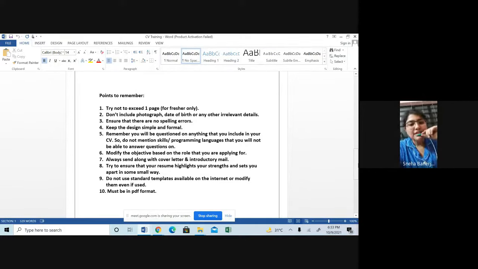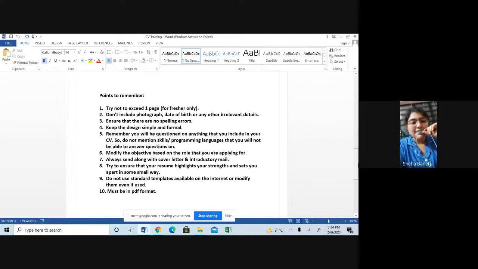And last is keep it in PDF format, unless the recruiter has clearly asked you to keep it in some other format. One more reason that I keep asking you to keep the format simple and formal is that a lot of these resumes, before the HR goes through them, go through a process where information is extracted using software. So if you're keeping too much of a designer resume, the software may not be able to extract the necessary information. So just keep it simple and keep it in PDF format unless otherwise asked.